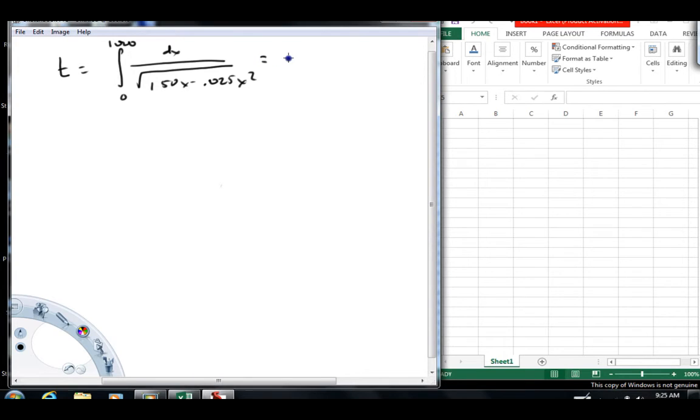So think of it like this. This is the integral from 0 to 1000 of some function times dx, where the function we're looking at is 1 over the square root of 150x minus 0.025x squared. Now, before we move on, there are some things to observe about this function. For starters, this function has a vertical asymptote at x equals 0. So this function is not defined at x equals 0, because we'd have a 0 in the bottom here. That doesn't necessarily mean that we can't integrate right up to x equals 0 and get a finite value for the area under the curve.